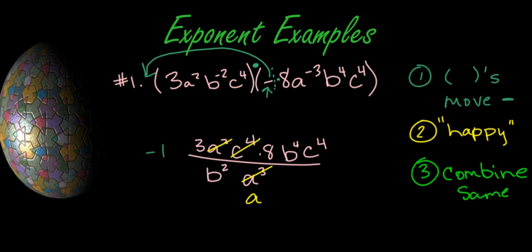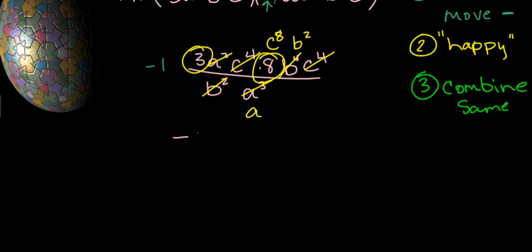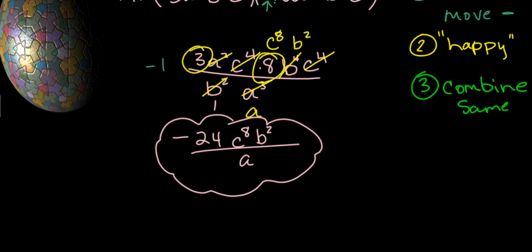If I have 4 c's and another 4 c's here, I'm going to have a total of 8 c's. Then if I have 4 b's at the top, 2 b's at the bottom, I end up with 2 b's at the top. Now the 8 and the 3 are just going to stay exactly where they are. So when I rewrite this with a negative, then a 3 and an 8 become a 24. I have 8 c's and 2 b's. The only thing I have left at the bottom, since that b reduced, is a single a. That's as simple as I can make that. So there's the answer.